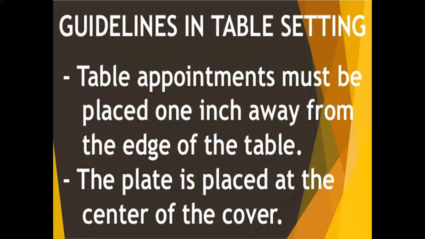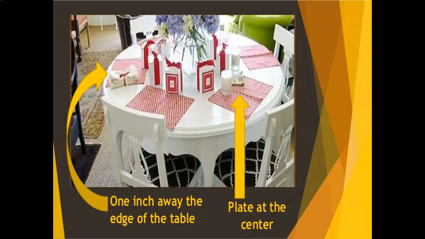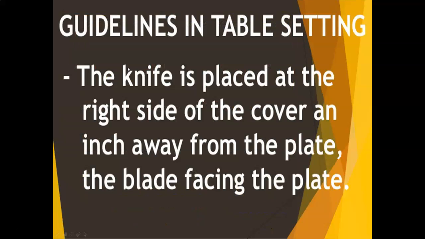So this time, I will only discuss the guidelines of table setting in a formal place setup. Okay, remember, formal place setup. So we will discuss it one by one. The table appointment must be placed 1 inch away from the edge of the table. The plate is placed at the center of the cover. So as you can see here, the yellow arrow, it should be 1 inch away, and then the plate should be at the center.